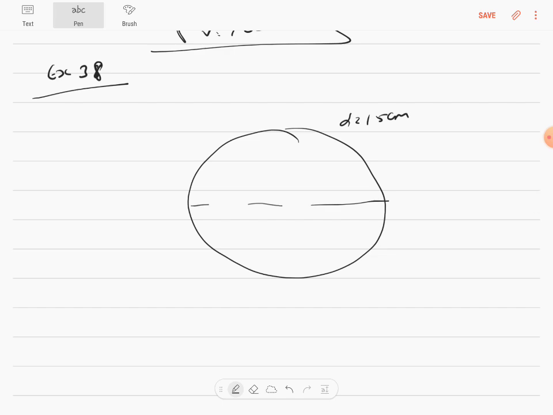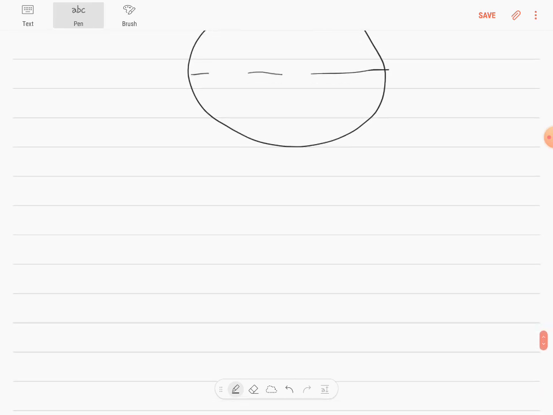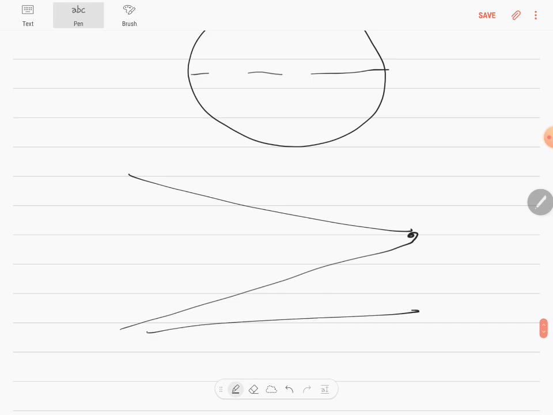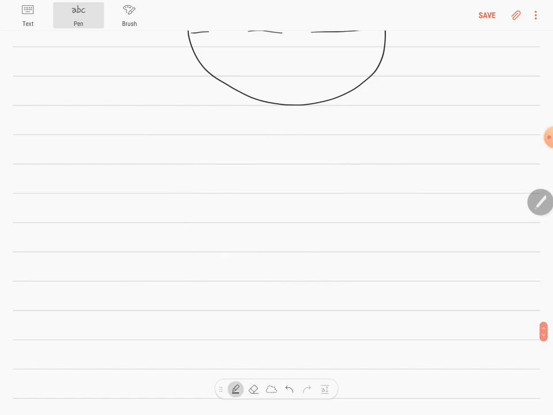When they give you a sum like this, you should please understand: a beam of light strikes the sphere, which converges at a point 30 centimeter behind the pole of the spherical surface. It means a beam of light is converging in such a way that it converges at a point 30 centimeter behind this pole. The understanding of the question is very critical in this sum.